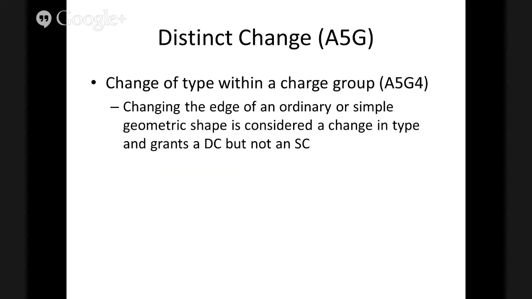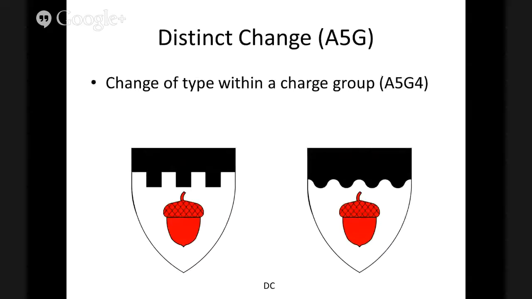So, if you change the edge of an ordinary or a simple geometric shape, plain line versus complex line, that's considered a change in type, and it gives a DC but not an SC. So this is a DC between a chief embattled and a chief wavy. Now the slide I meant to put in but didn't, and it's an important one. Suppose you have a chief embattled and you have a bordure wavy. How many DCs is that?